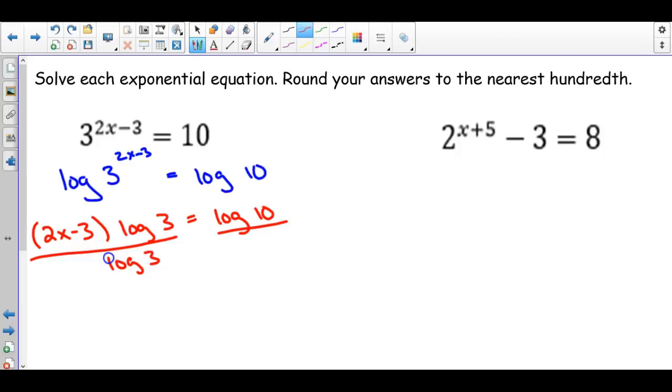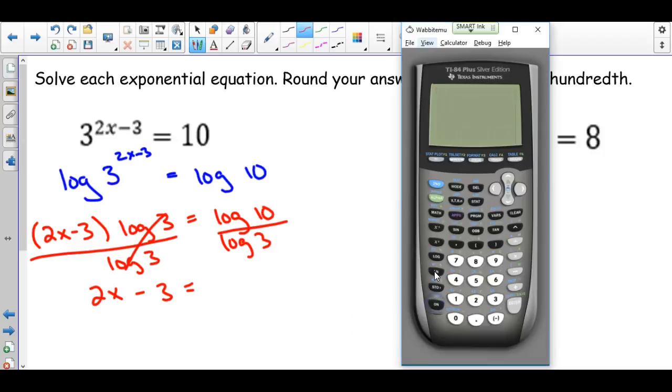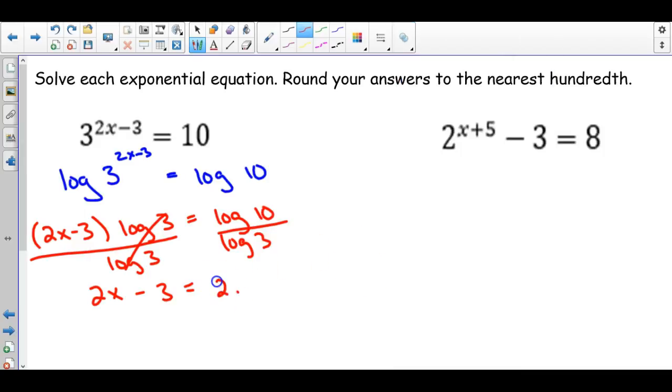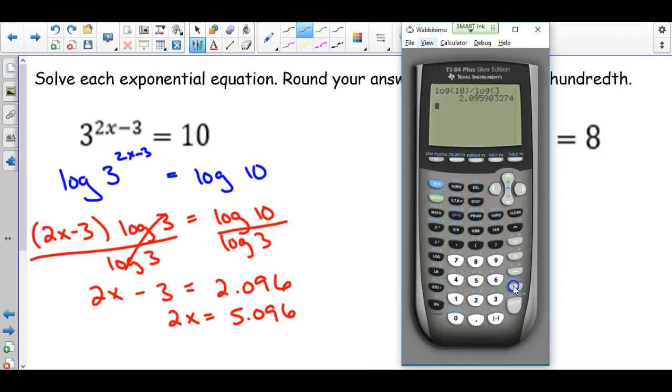And this is where we're going to go to a calculator. So this is going to go away then. And then I'm going to end up with 2x minus 3 equals some number. And that's what I'm going to get from the calculator. So what I'm going to do is take log 10 divided by log 3. And that's going to give me 2.096. And then what I can do is add 3 to that. So 2x is going to equal 5.096. And then divide that value by 2. So I'm going to quick add 3, divide by 2.